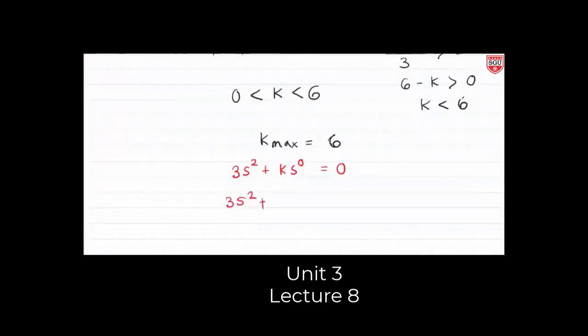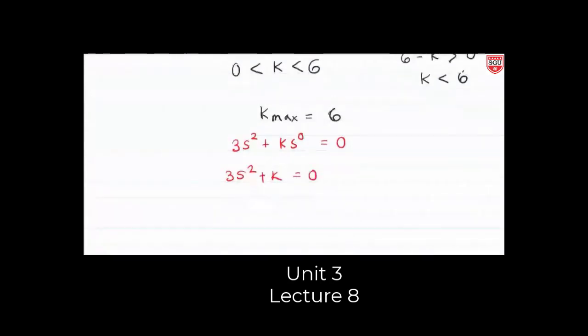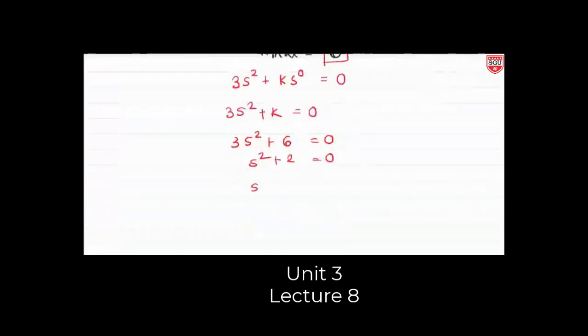Then what will be the value of k? We have k is equal to 6. Let's put here 3s square plus 6 is equal to 0. Means s square plus 2 is equal to 0. Means s square is equal to minus 2. Means s is equal to plus minus root 2 j.